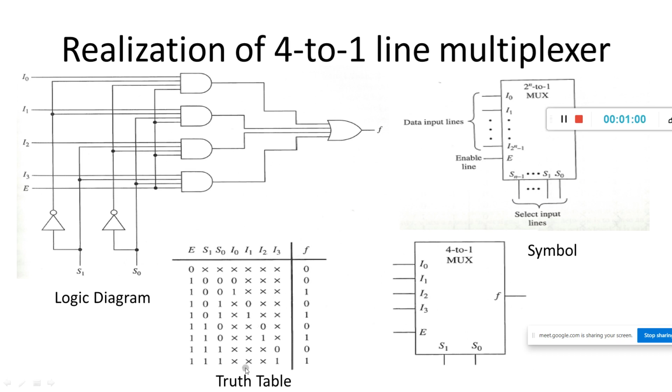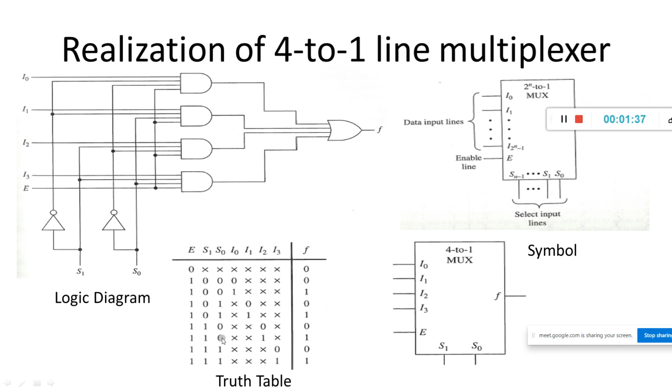I have already told you this truth table. Depending on the select line, the data input line will be selected and then transferred to F. Now you can see here S1 S0 is 0 0. I0 data will be selected and transferred to the F output irrespective of I1, I2, I3. Similarly, if the select line is 0 1, irrespective of other data lines, whatever is present in I1 is output. If I1 is 0, output is 0, I1 is 1, output is 1.